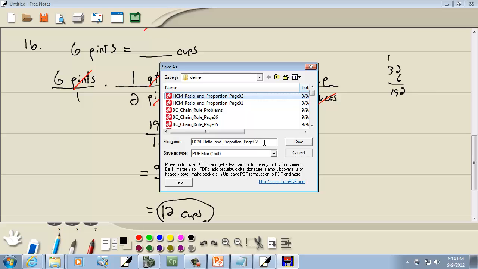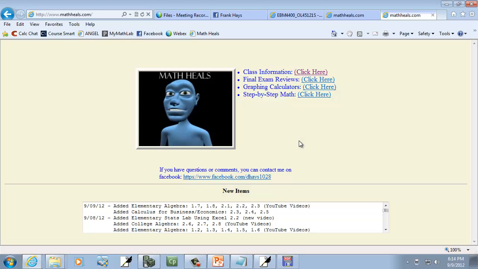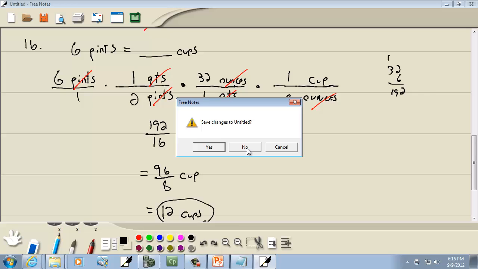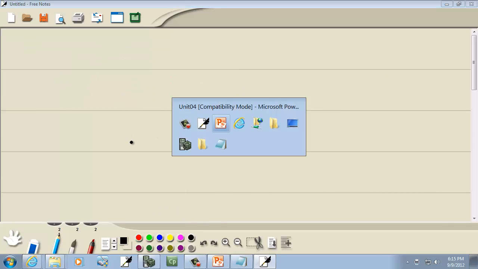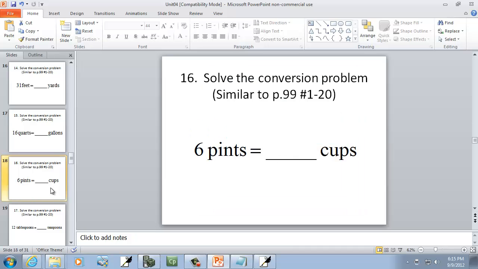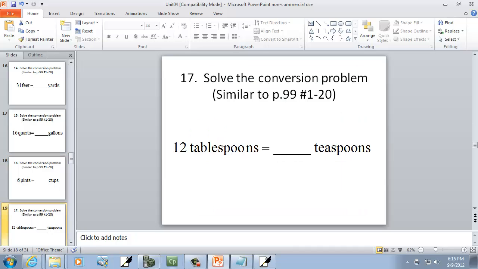Let me save that, and then we'll go on. I hate that it does that. So let's see what we're on. Guess that's the one we just did. Let's take a look at this one.